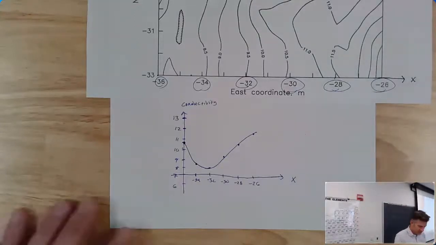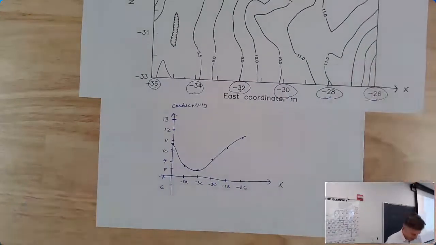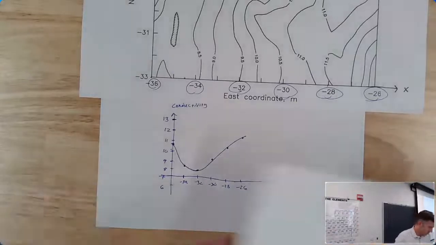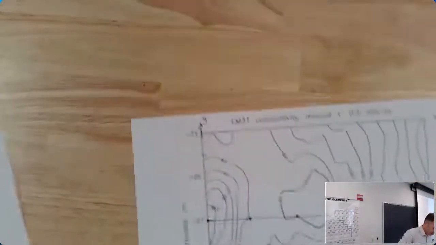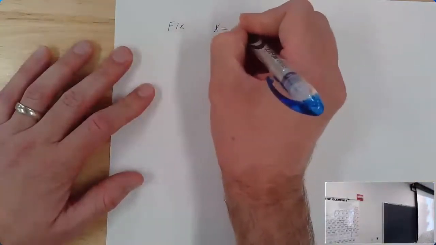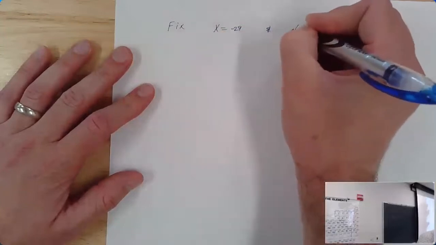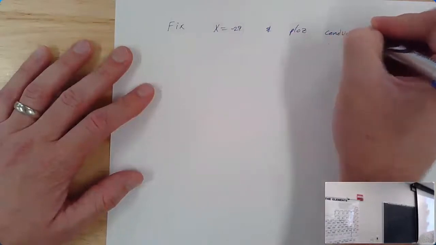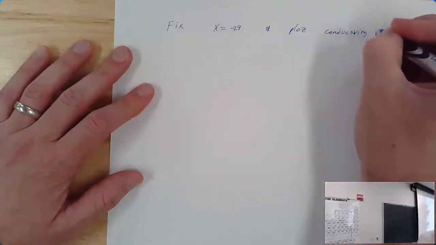Okay, let's ask ourselves the other question, which I didn't actually do yet. Let's say we wanted to fix x equal to negative 29. Sorry, I've got stuff all over the place here. So same idea. Now we're going to fix x equal to negative 29 and plot conductivity versus y.